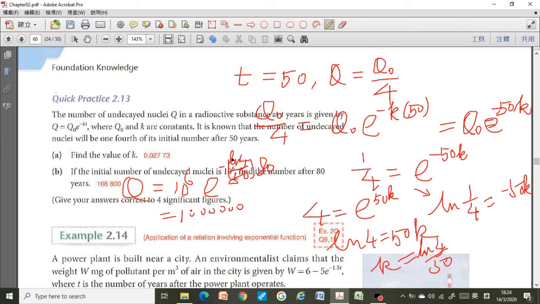This 18 divided by 50 is 9 over 25. So you will get this one is just equal to 4 to the power negative 8 over 5. By using your calculator, you press 1,000,000 times 4 to the power negative 8 over 5. You will get the answer 108800.